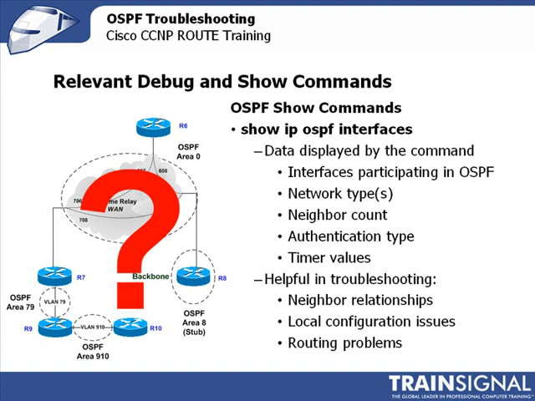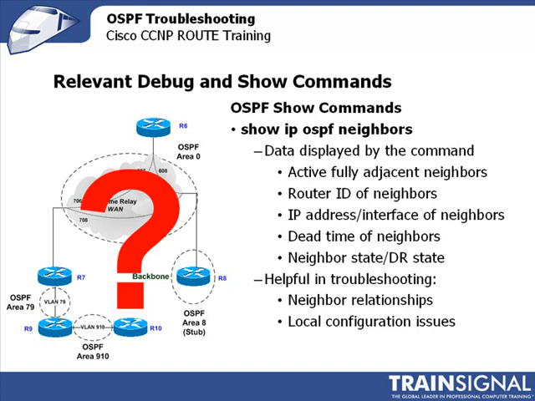Show IP OSPF interfaces is particularly helpful because it will show you all the interfaces that have been configured and are participating in OSPF, the network types, remember broadcast, non-broadcast, and so forth, the neighbor count, authentication types, and timer values. And it goes without saying that this can be helpful in troubleshooting neighbor relationships, local configuration issues, and routing problems.